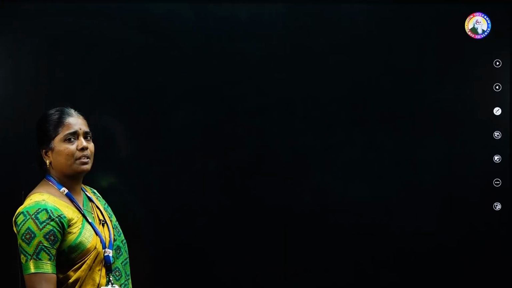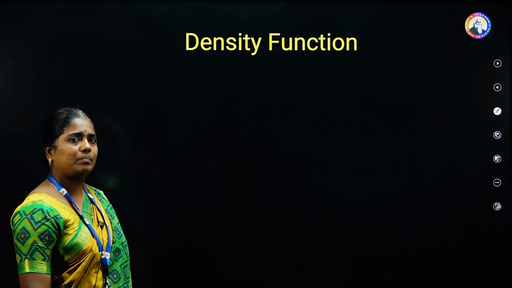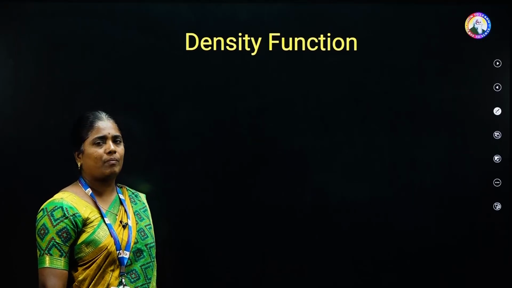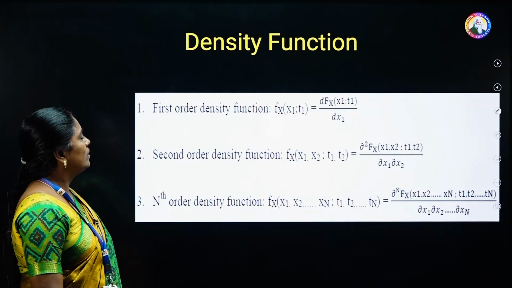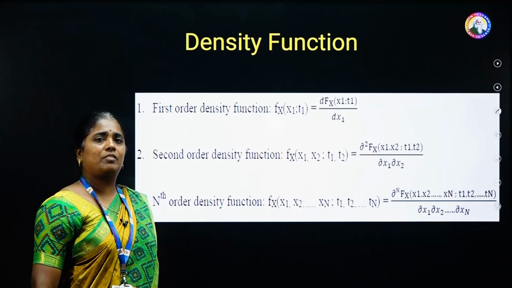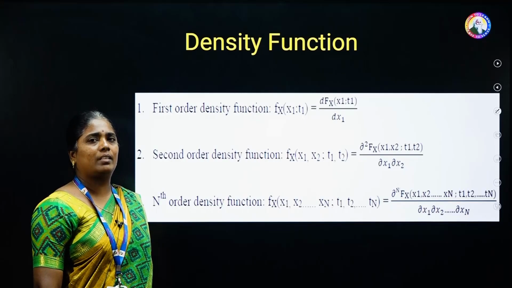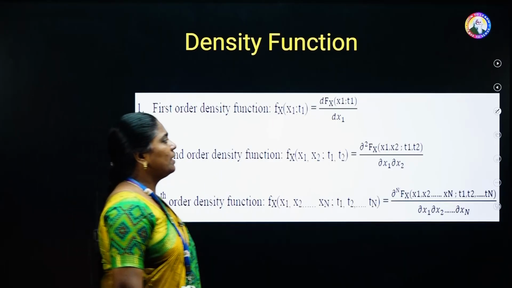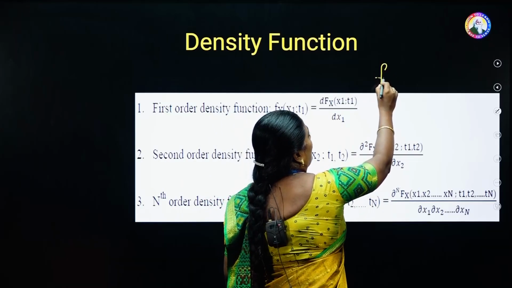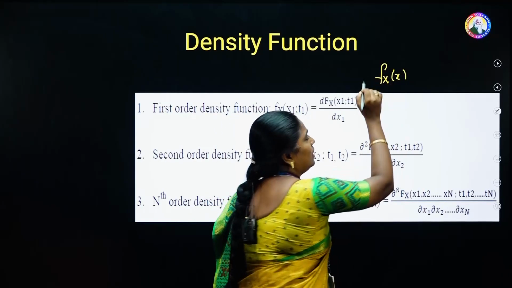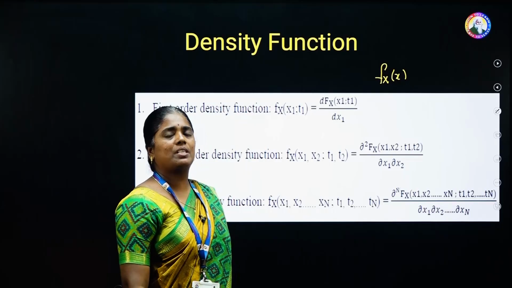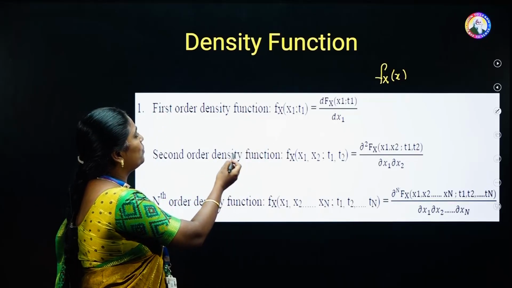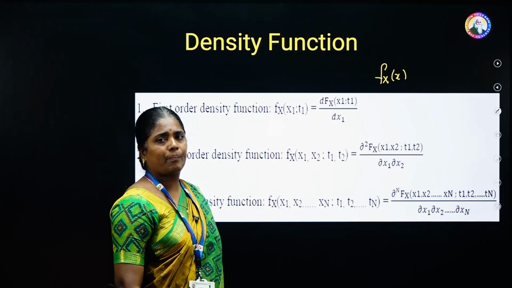Then the next one is nothing but the density function. This is one more function that will describe the random process. Again in this also we are seeing the first order, second order as well as the nth order. In the case of density function, it is indicated with small fx. Small fx of x is the notation for the density function for the case of the random variable. If that is included for the case of random process, we must include the respective time t.